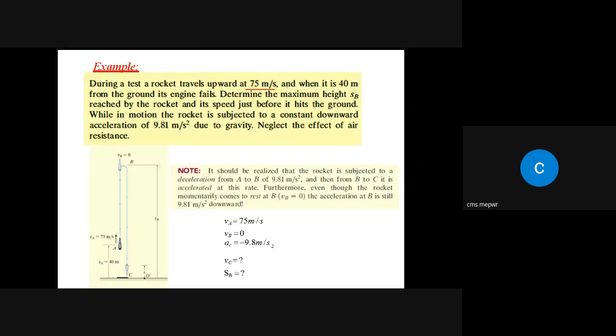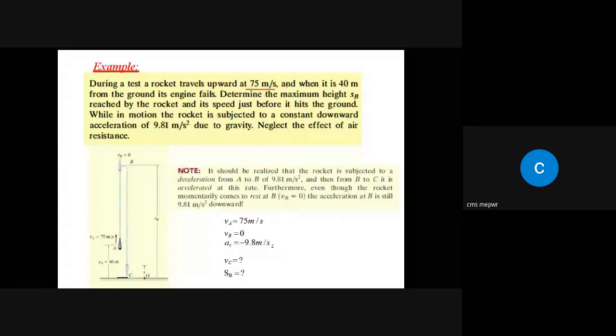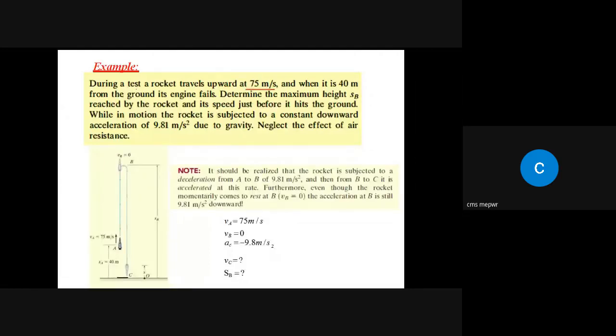When it is 40 meter from the ground, its engine fails. Okay, so let's read it again. During a test, a rocket travels upward. So rocket में engine लगा हुआ है. We have an engine inside the rocket. As a result of thrust produced by the engine, the rocket is traveling upward. And with a constant velocity, how much is the velocity?